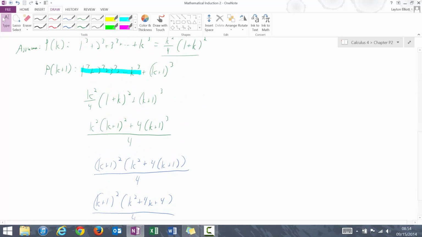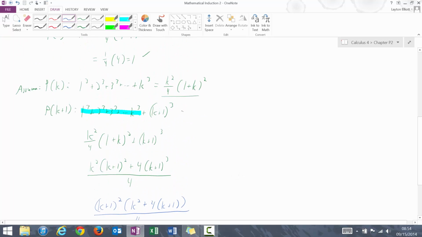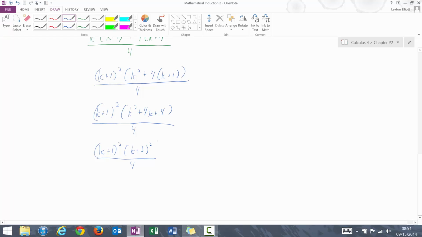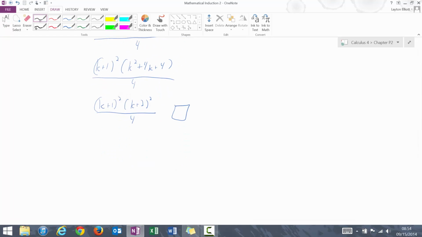So manipulating that down, remember for P of k plus 1, I wanted to get that to become (k plus 1) squared over 4 times ((k plus 1) plus 1) squared. And that's exactly what I have right here. So thus it is shown, and we're done with that. Second example.